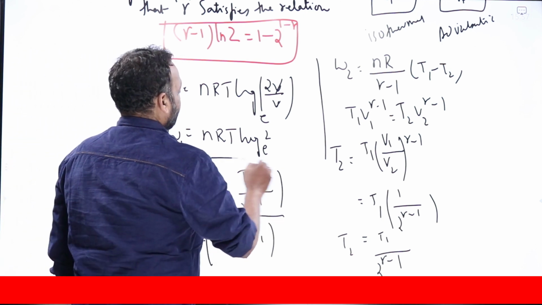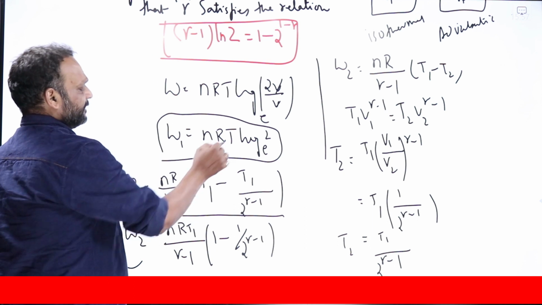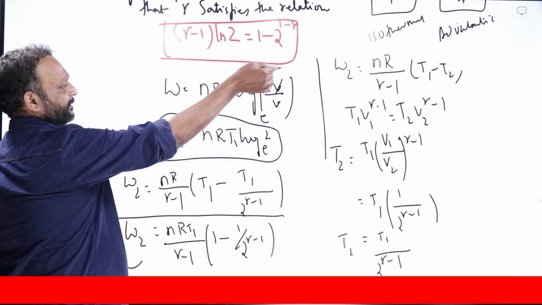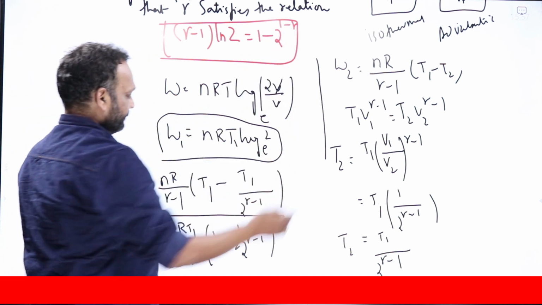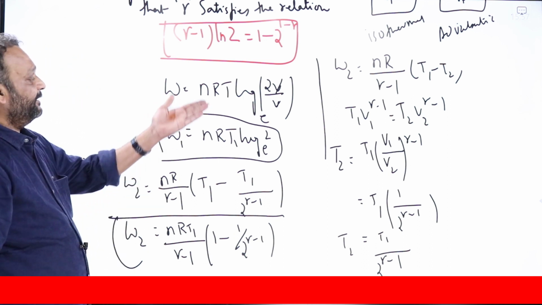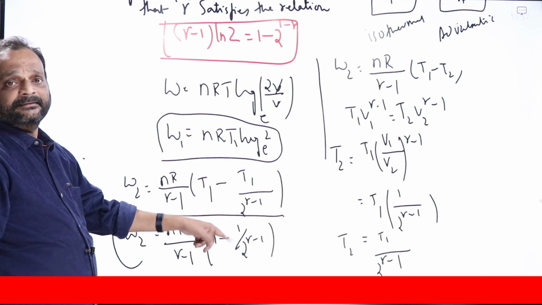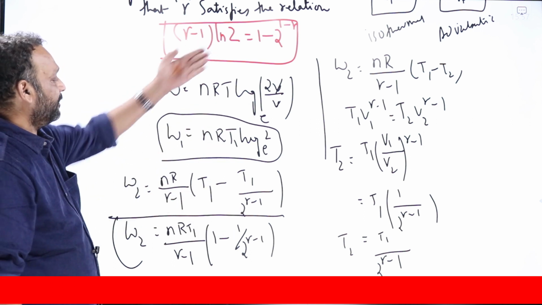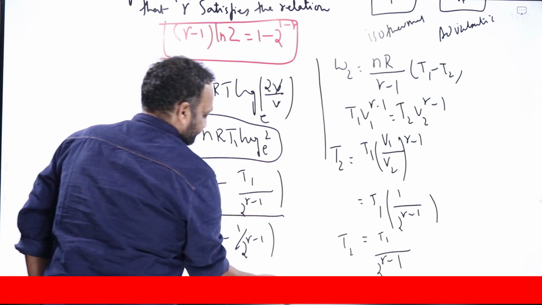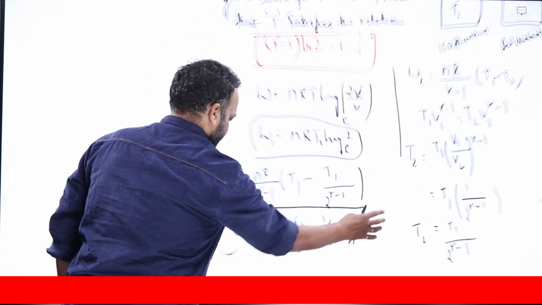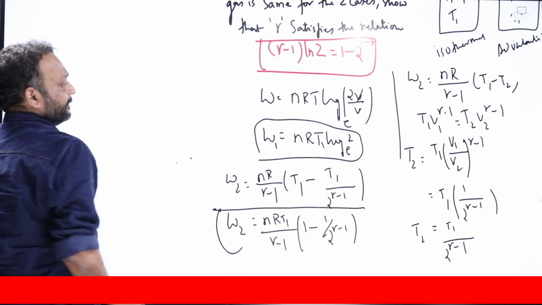This is the work done in the isothermal process. Here also take this as T1 only, because the initial temperature, we are taking it as T1. Now what is he saying? Both works are equal. Means equate this and this, and simplify, we'll get that relation or not, we'll see now. Straightforward, simple problem.